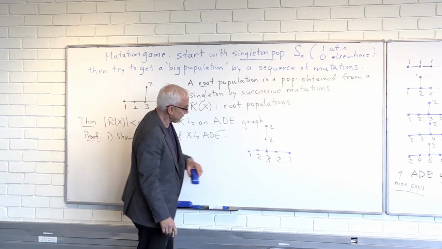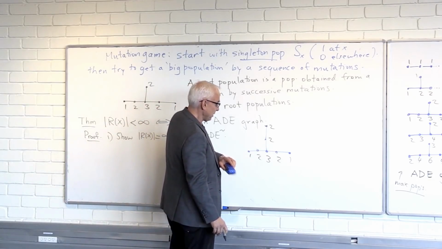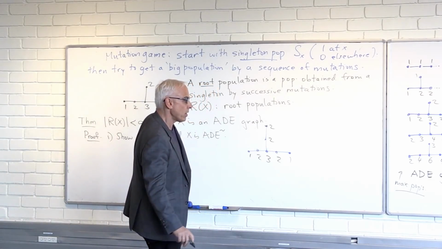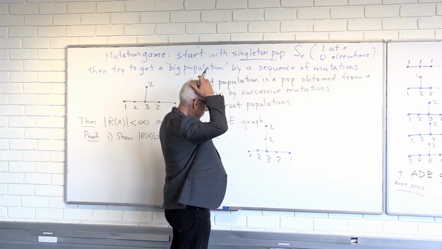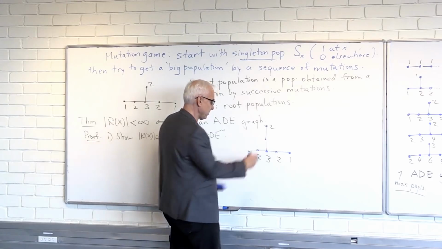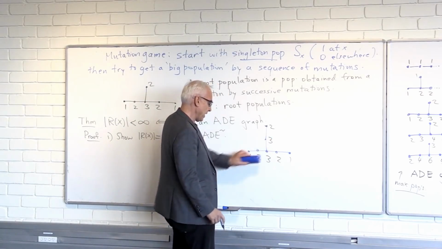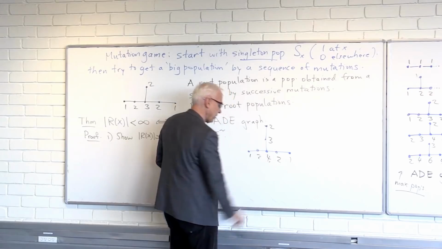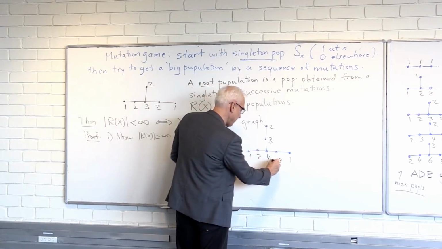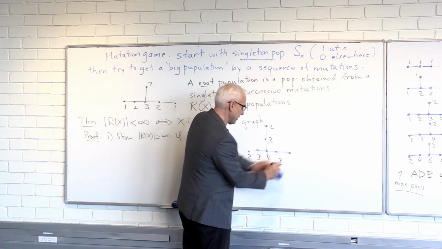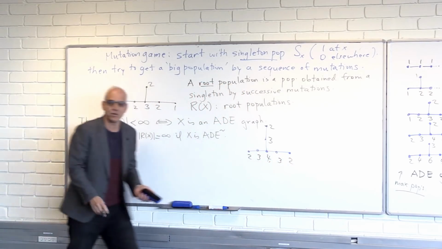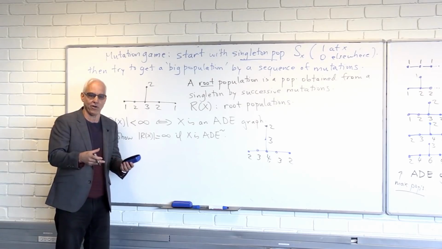And then you can get a 3. And then I can get a 3 here. And then I can get a 4 here. And then I can get a 3 here. And then I can get a 3 here. And then I get a 2 here. And I get a 2 here. And you can kind of see the pattern.